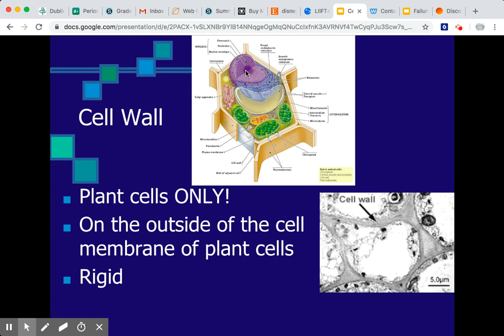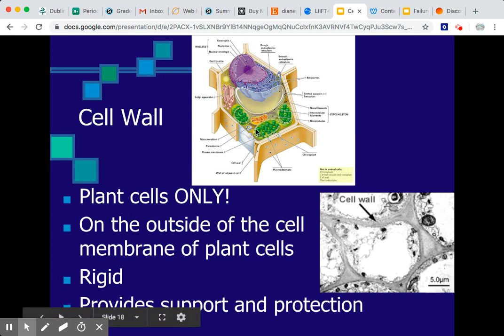The cell wall is very rigid. However, it is also permeable. So what that means is it's going to allow stuff to come and go from it. It's not so rigid that it won't let anything pass. Otherwise, you wouldn't be able to get nutrients in and out of the cell.